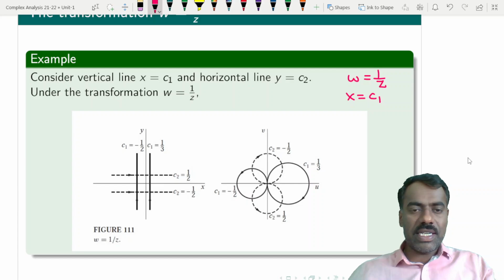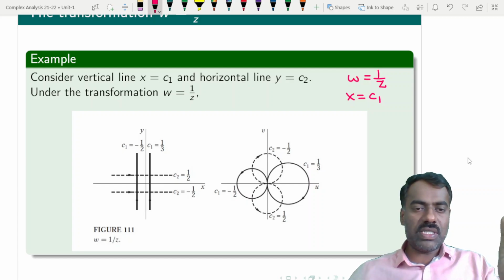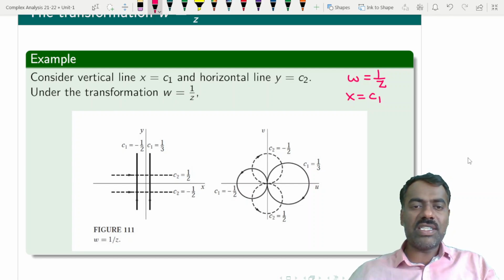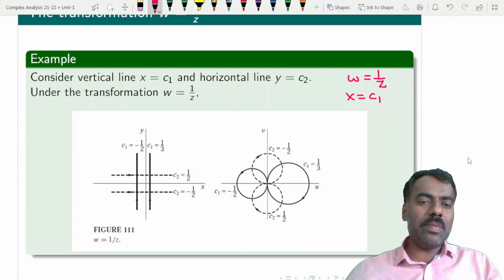Two lines we have considered here. One is x is equal to c1, where c1 is equal to minus half, and c1 is equal to 1 by 3. That means x is equal to minus half and x is equal to 1 by 3. Then what can we say about them? Similarly, we will discuss the horizontal line later, this dotted line. So first take the vertical line, either c1 is equal to 1 by 3 or minus half.